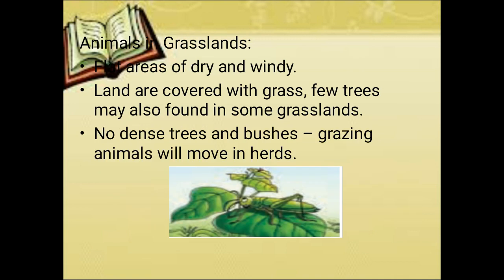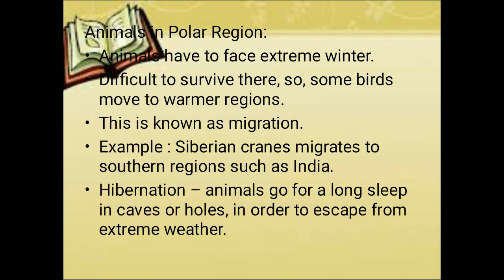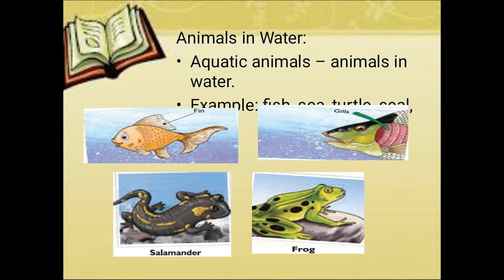Then how animals in grasslands adapt: they graze in herds, and the grasshopper is the same size and color as a leaf, so it hides from its enemies. In this way, the grasshopper adapts in grassland. Likewise, the polar bear adapts in the polar region. It has thick skin, and under the thick skin it has a layer of fat which keeps the polar bear warm, and some animals hibernate for a long period of time.